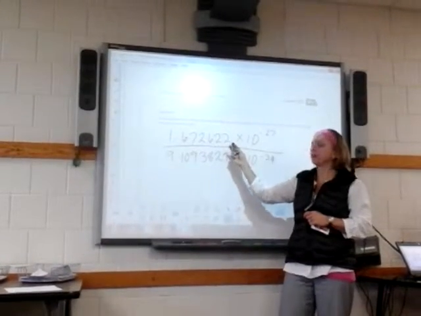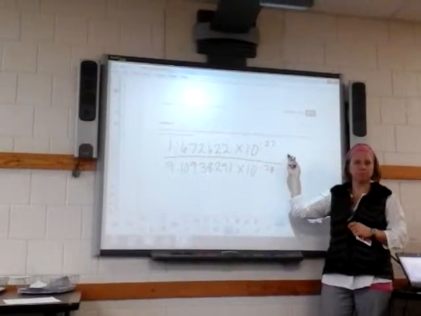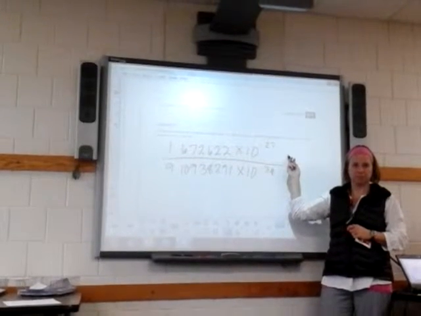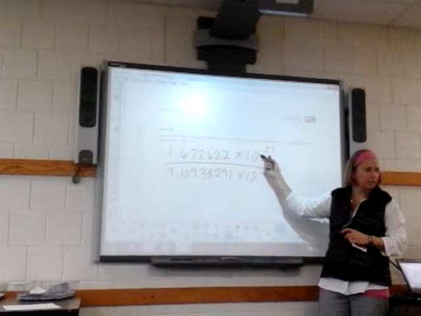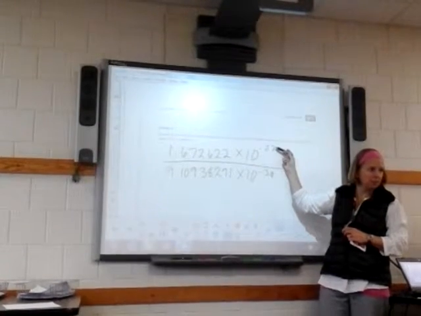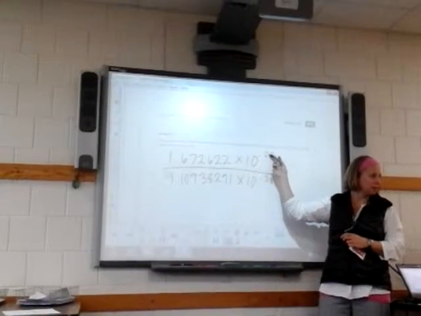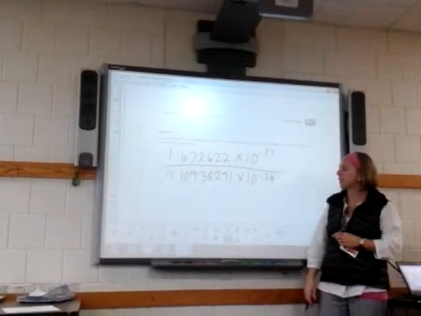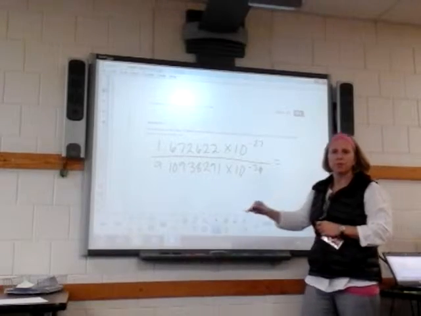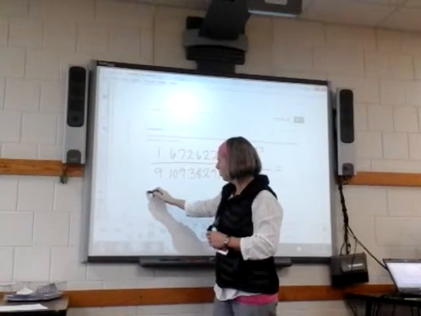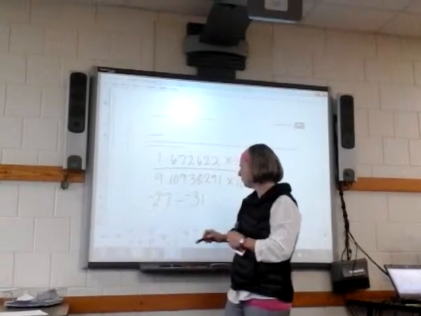Because the exponent is bigger than the other negative exponent. Very, very good. Remember, negative 27 is closer to 0 than negative 31. This number is bigger because we're working in the negatives. So when you divided this, the first thing you did was subtract negative 27 minus negative 31.